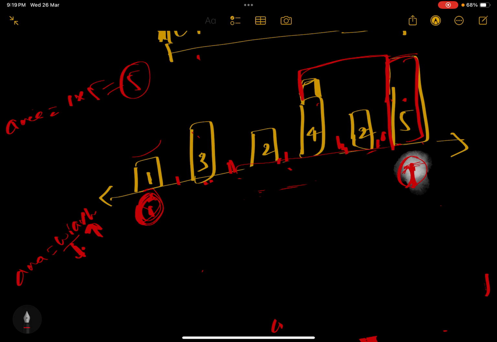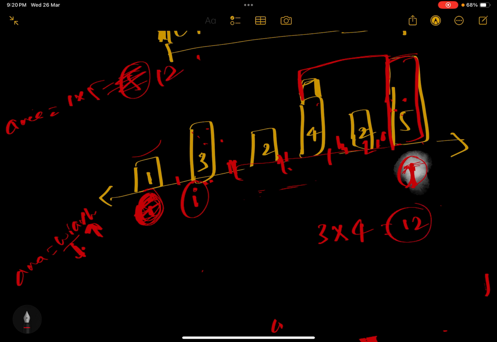The place where the building is small, from that side I have to move. So I will move I here. Again you can see the area will be the minimum of these two buildings. So what will be the minimum? 3, and the width is 1, 2, 3, 4. So 4 into 3 is 12. First it was 5, now I got something bigger, 12.